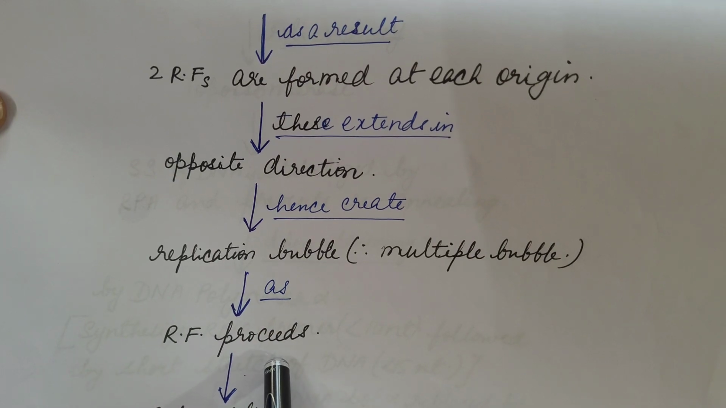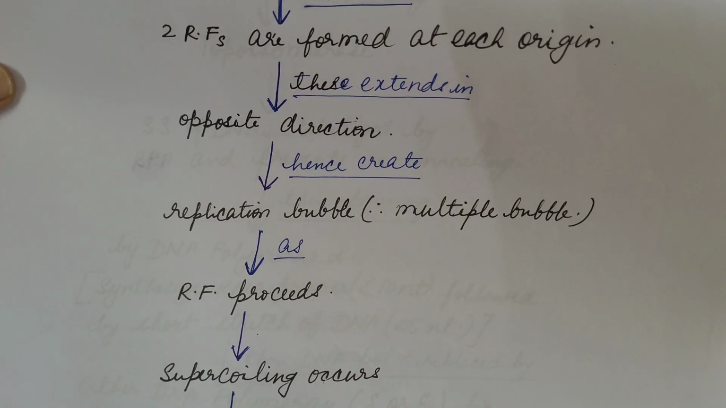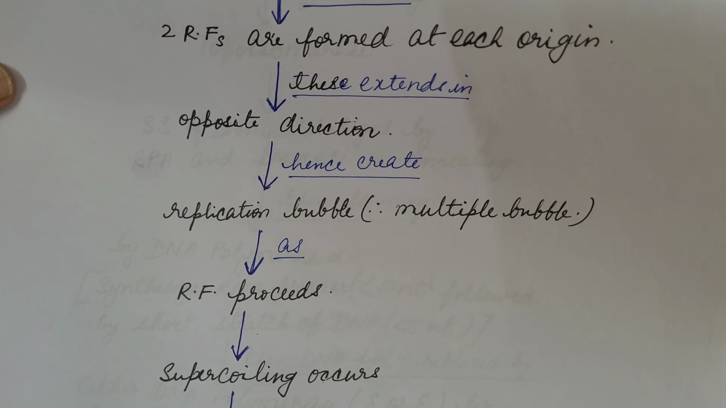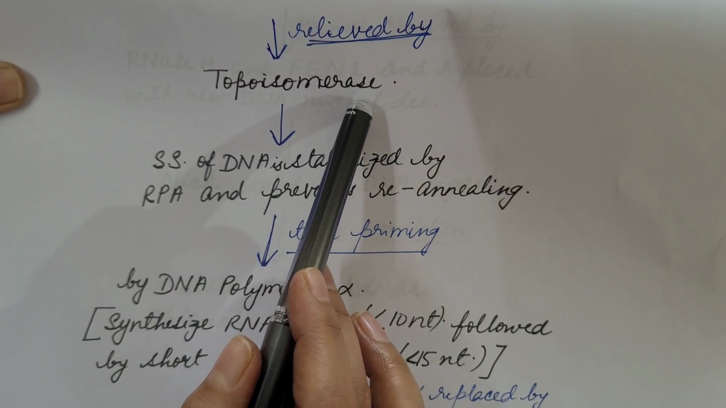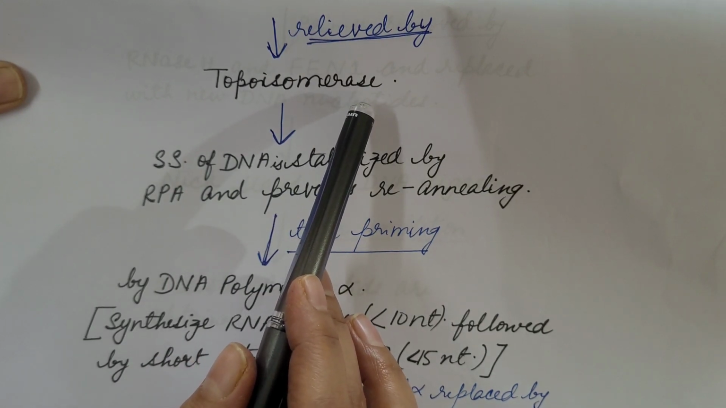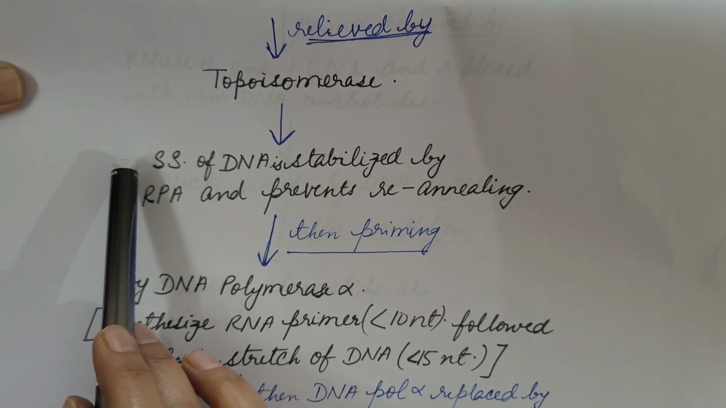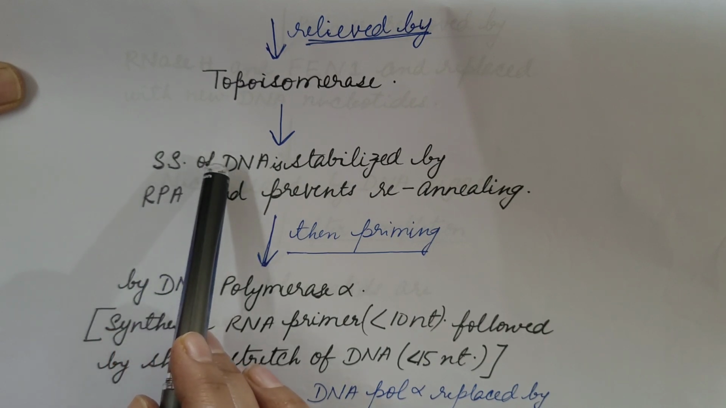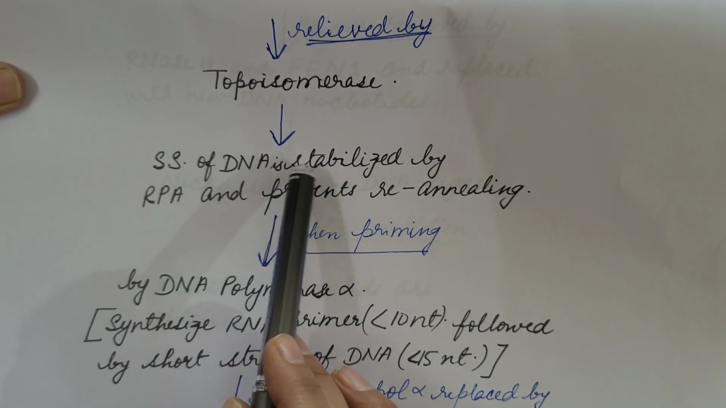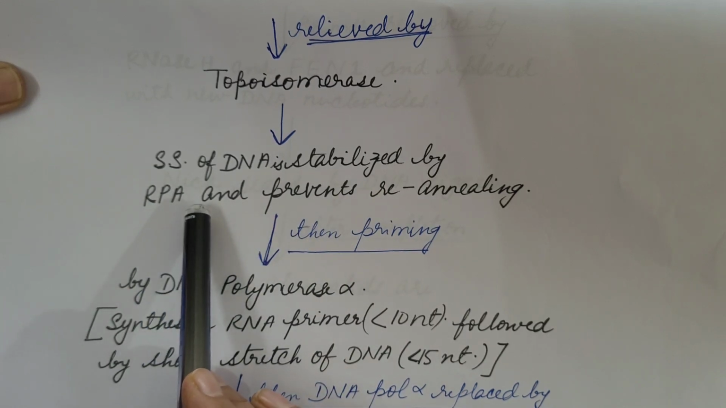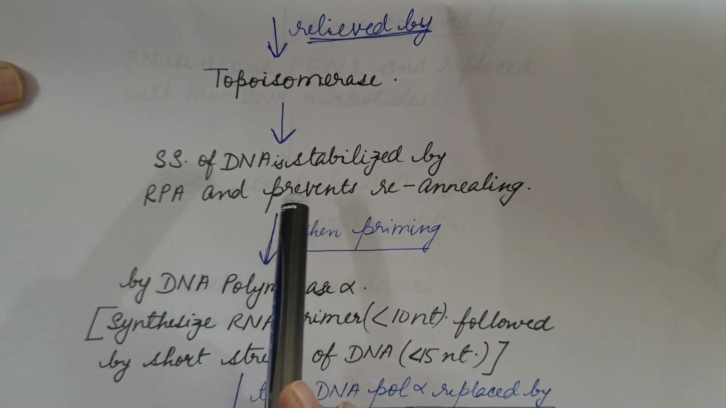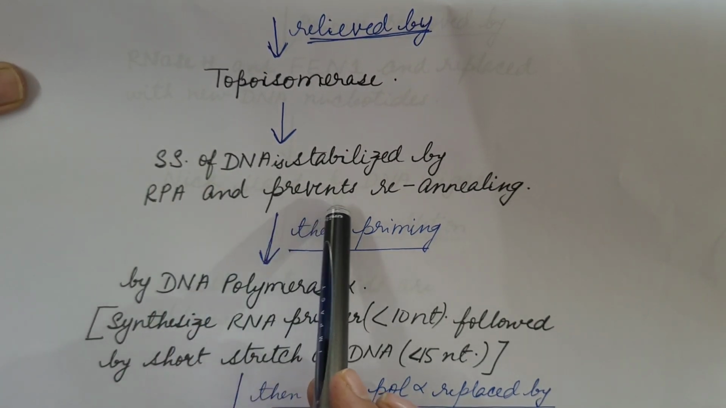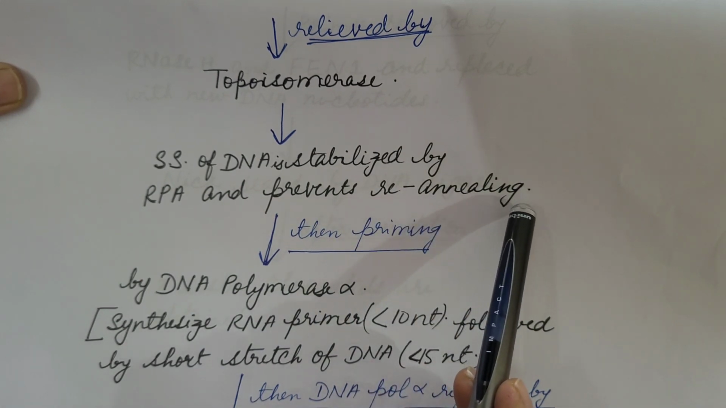As the replication fork proceeds, supercoiling occurs. This we have already discussed in detail in a separate video. You can refer to my video, the link is given in the description box. This supercoiling is then relieved by the topoisomerase enzyme. We have already discussed this topoisomerase enzyme, you can refer to it, as a result of which single strands of the DNA are produced. These single strands of DNA are stabilized by RPA, which is a protein similar to single strand binding protein in prokaryotes. And binding of RPA prevents re-annealing of the two strands of DNA.